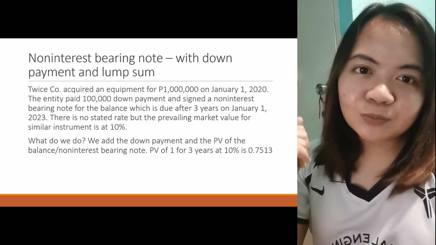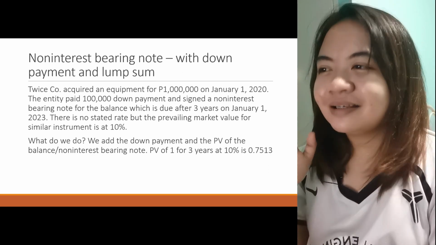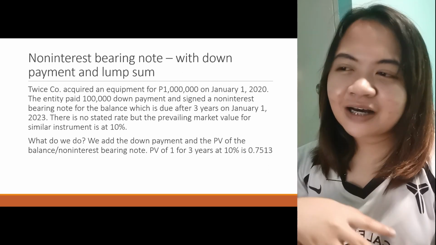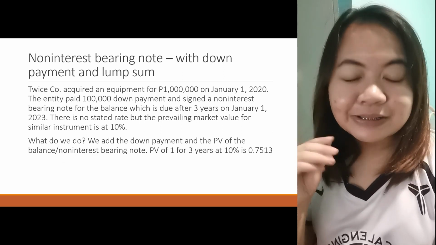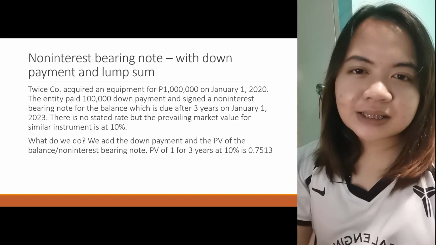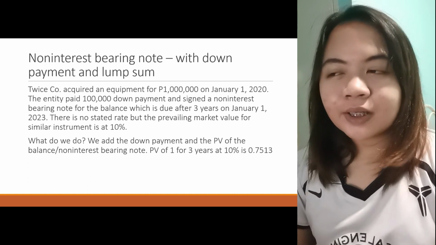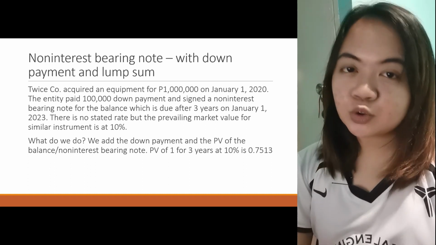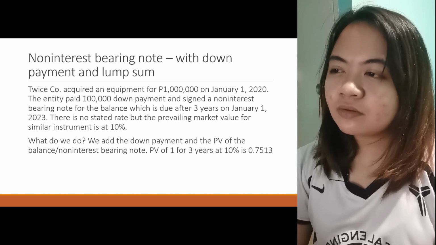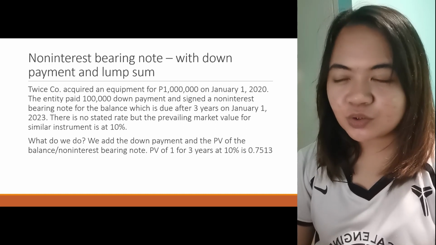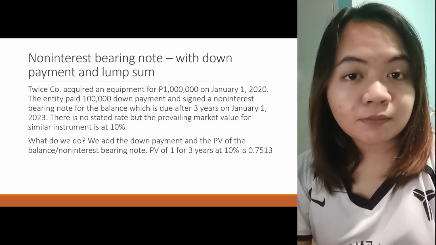How about if you made a down payment, but there is still no cash price? No cash price, you made a down payment, and the rest of the amount is on a non-interest bearing note. Non-interest, because the other one was interest bearing. So we have an example. Twice Co acquired an equipment for 1 million on January 1, 2020. The entity paid 100,000 down payment and signed a non-interest bearing note for the balance, which is due after 3 years on January 1, 2023. There's no stated rate, but the prevailing market rate for a similar instrument is 10%.